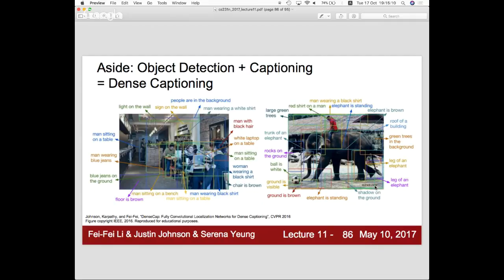And last week we talked about image captioning in RNN, right? Image captioning is a problem where you get an input of an image, and the output is a caption, a description of the image. But the problem is that for image captioning, you only describe the whole image. Now you want to combine object detection and captioning, and it is called dense captioning. So you want to caption each of the objects in the image. For example, red shirt on a man with black hair, floor is brown, something like that. And this is the work of Justin Johnson and Fei-Fei Li.